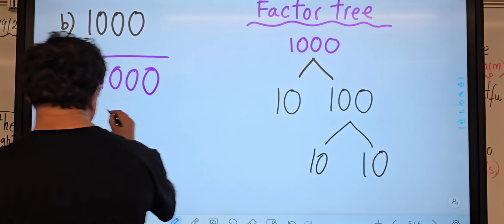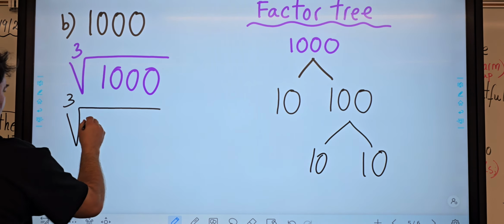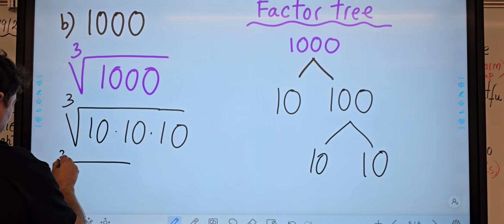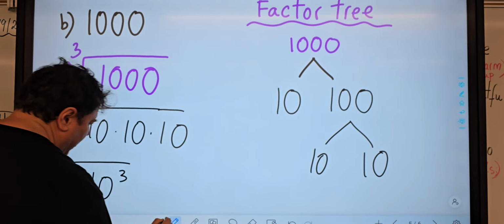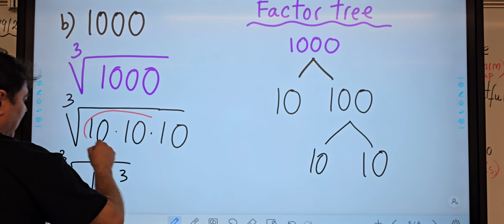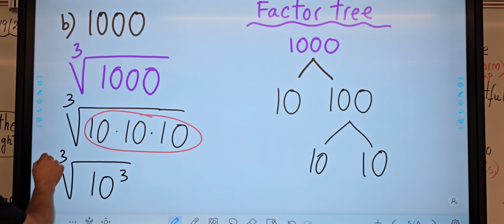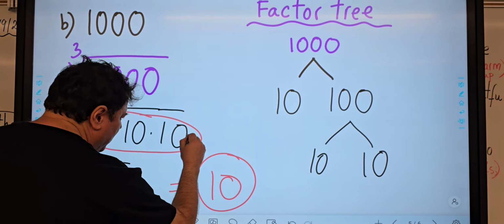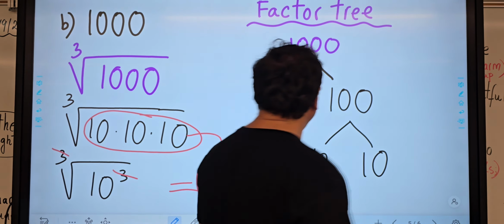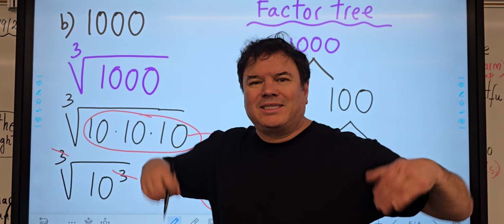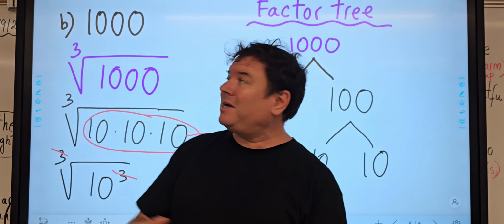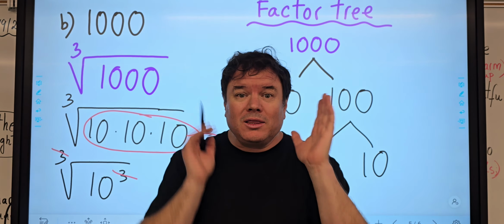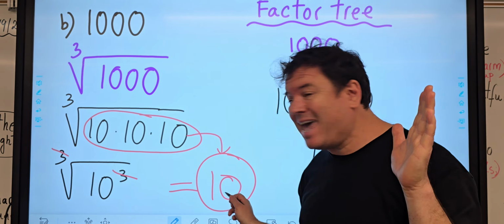So the cube root of 1,000 can be written as the cube root of 10 times 10 times 10, or the cube root of 10 to the power of 3. Remember, from this group of 3, only one is going to come out as the answer. So the final answer is 10. The three numbers multiplied together are 10 times 10 times 10 to give you 1,000. If we picture a cube in our head, the edge of that cube is 10.